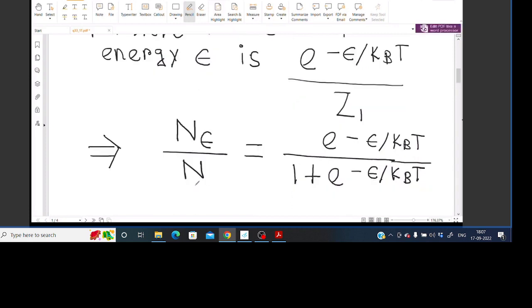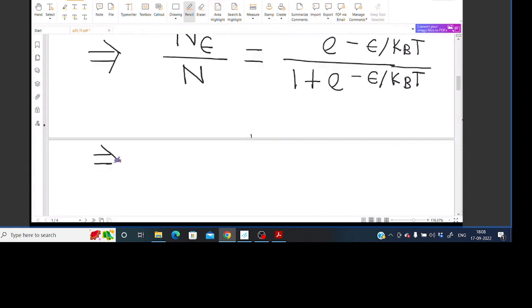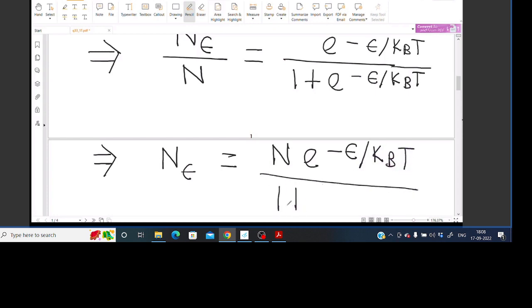So n_epsilon by n is equal to e to the power minus epsilon by kBT by 1 plus e to the power minus epsilon by kBT, where n_epsilon is the population of particles in the level with energy epsilon and n is the total number of particles. So the population of particles in the level with energy epsilon is equal to n e to the power minus epsilon by kBT by 1 plus e to the power minus epsilon by kBT.